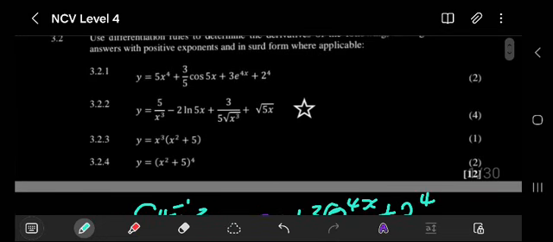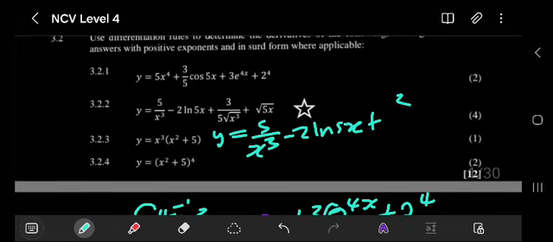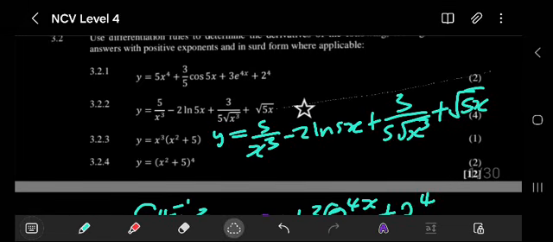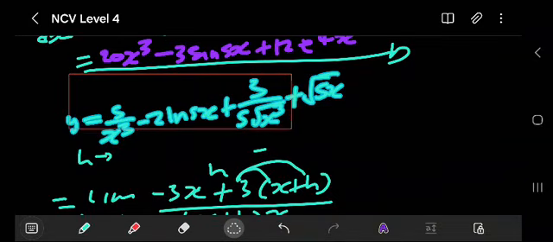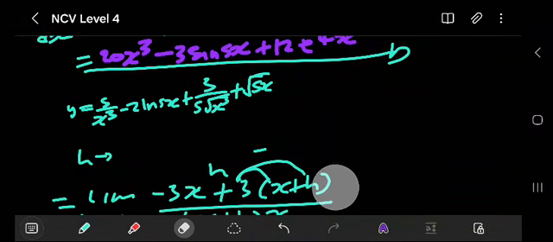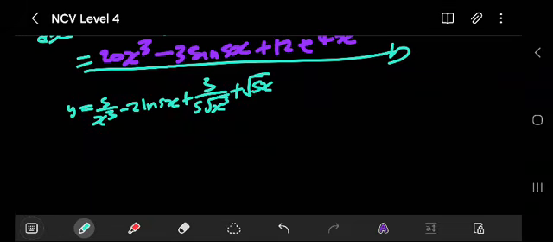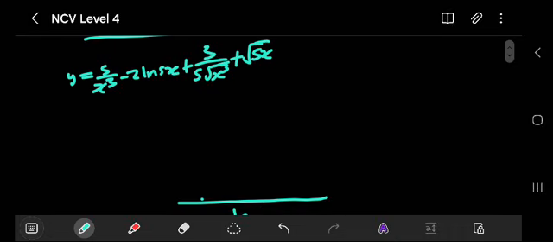So we have again here y equals 5 over x raised to the power of 3, minus 2 ln 5x, plus 3 over 5 root x raised to the power of 3, plus 5x, like this. We're supposed to differentiate all of this.